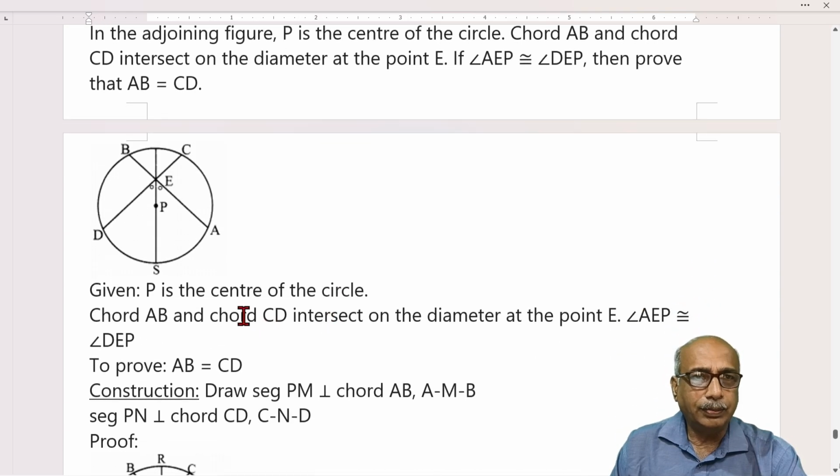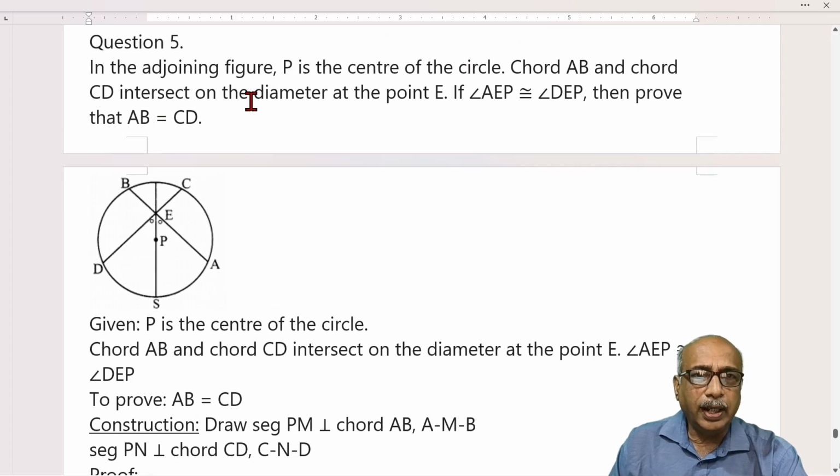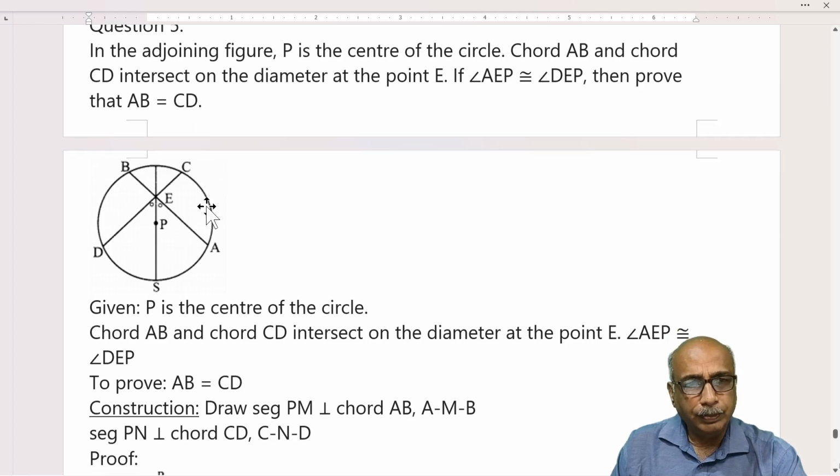Next question. In the adjoining figure, P is the center of the circle. Chord AB and chord CD intersect on the diameter at the point E. If angle AEP is congruent to angle DEP, then prove that AB equals CD. The two chords are congruent.